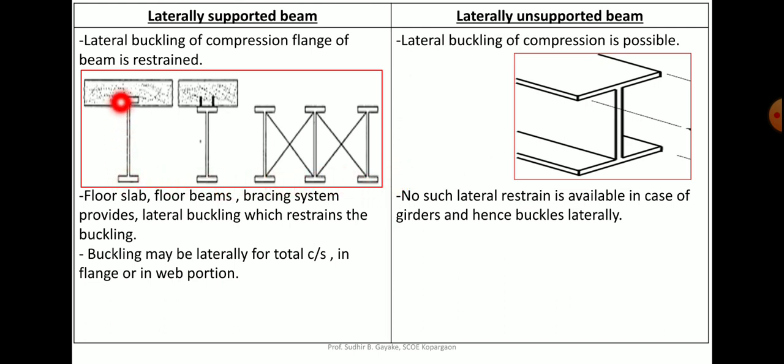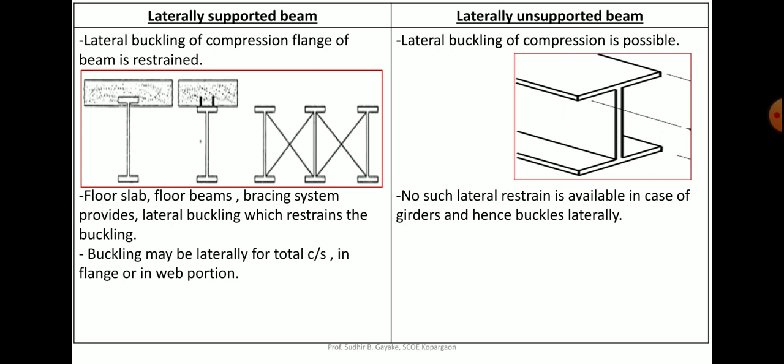If the lateral torsional buckling along this side is restrained with the help of this concrete slab at the top side, or shear connectors as shown, or an X kind of bracing system which is restraining the lateral torsional buckling, these come under the category of laterally supported beams. And if such lateral restraint is not provided for the compression flange, it comes under laterally unsupported beams. So in short, lateral torsional buckling is possible for laterally unsupported beams and is restrained for laterally supported beams.